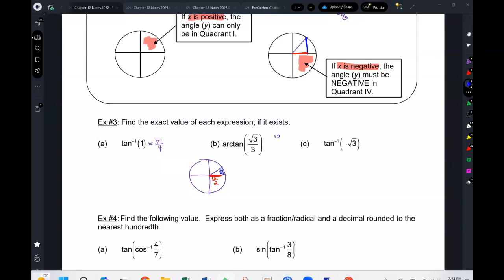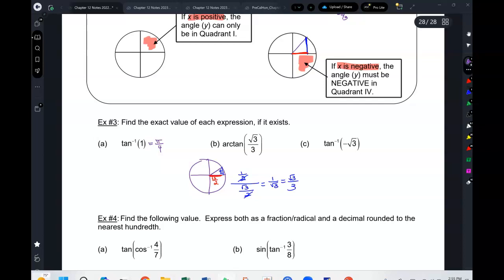Now, when I do 1/2 over root 3 over 2, does that give me root 3 over 3? 1 over root 3? No? It does. See, I asked it in a way that misled you. Okay?